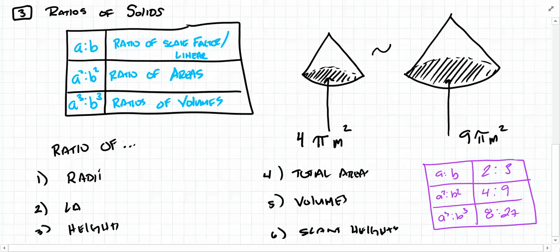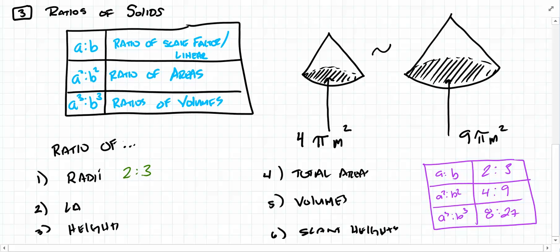So let's get the ratio of the radii. Is radius a linear unit, a squared unit, or a cubed unit? It's a linear unit, so what would the ratio of the radii be? 2 to 3. Do you guys get this now? Yeah. Okay, what's the ratio of their lateral areas? 4 to 9. Very good.